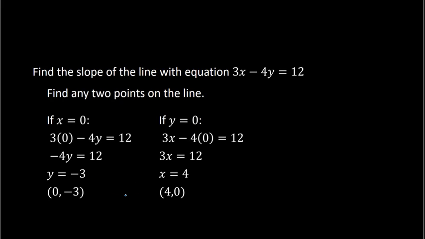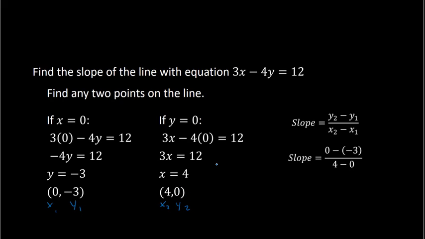And from here, to find the slope, I use my slope formula, y2 minus y1 over x2 minus x1. So this would be x1, y1, x2, y2, and I subtract. So 0 minus the negative 3, so y2 minus y1, over 4 minus 0, the x2 minus x1. So for the top, I get positive 3. For the bottom, I get a positive 4. So the slope is going to be 3 over 4.